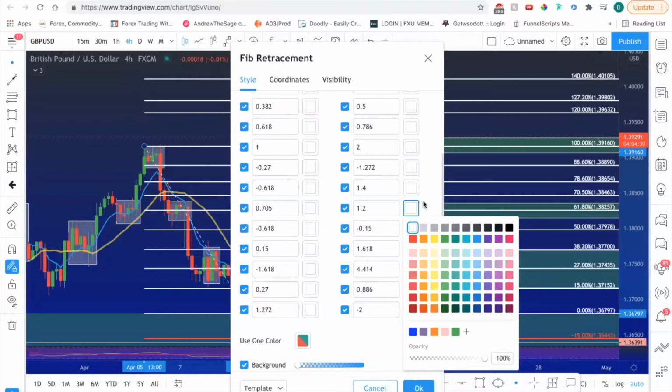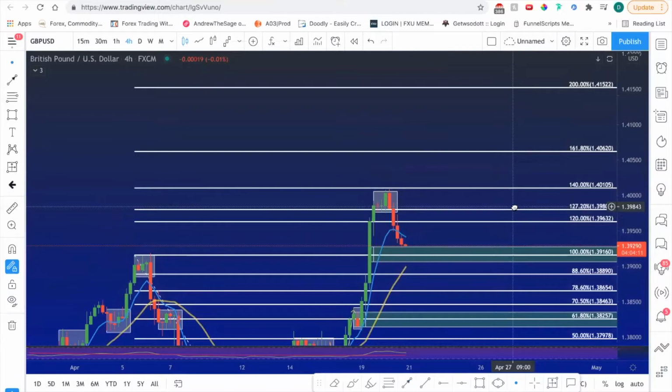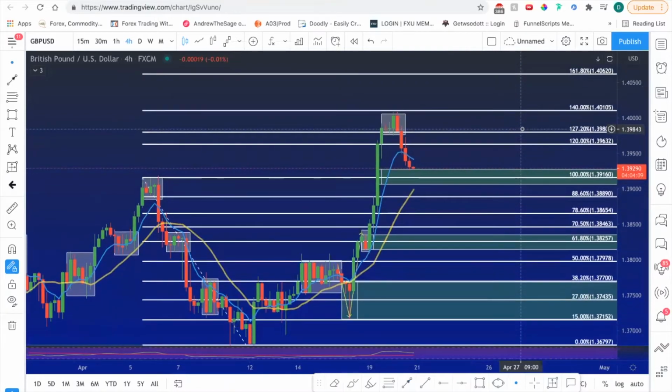Extension equals this. A lot of times it reverses at that first reversal level, negative 127. And right above the 140 is the stop loss. But right above that 140 is our 200 level. Oh, 161 and 200. Okay. Right. But you see that?